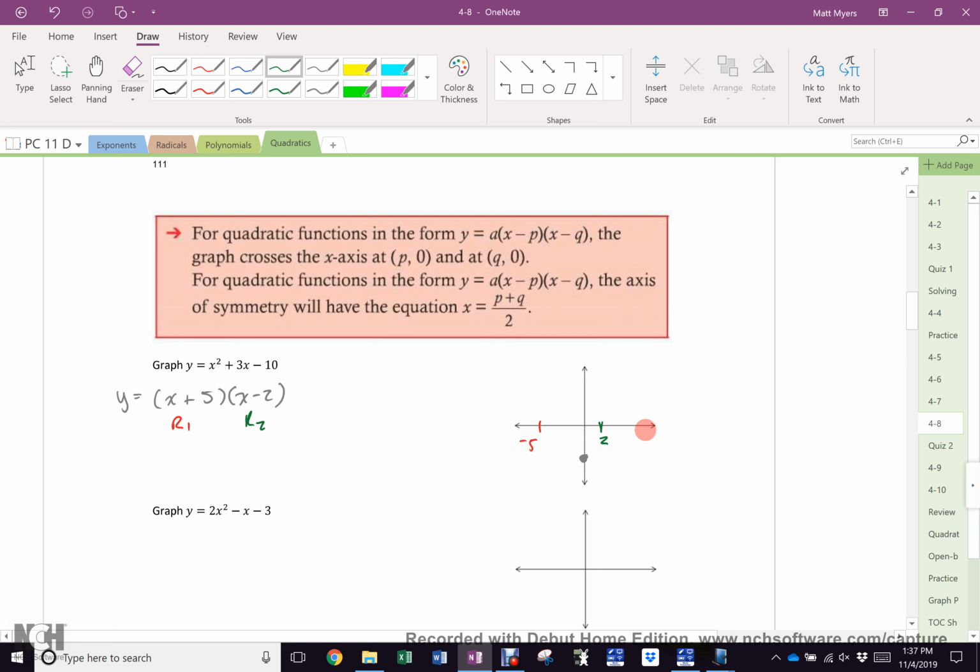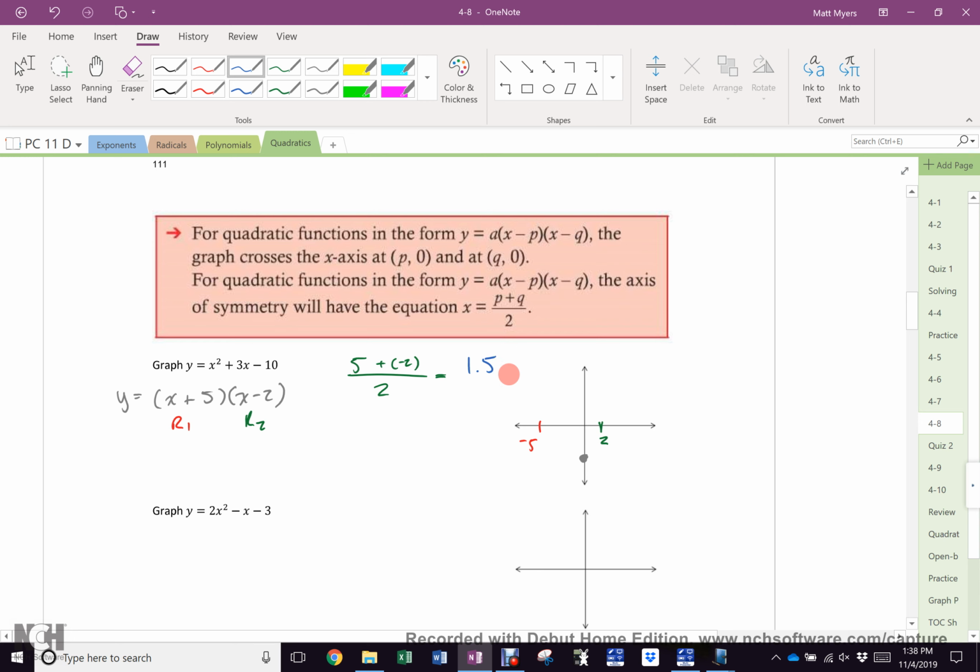Now, is it a happy or sad parabola? Happy. And we know that it's got to go through here, yes? So is that going to be on the right or left of my axis of symmetry? It's going to be on the right of it, absolutely. How do I know where to put that axis of symmetry? It's down the middle of the 2. How do I find down the middle of the 2? -5 plus 2 is what? Divided by 2 is what? 1.5, right? Now, stop and think.